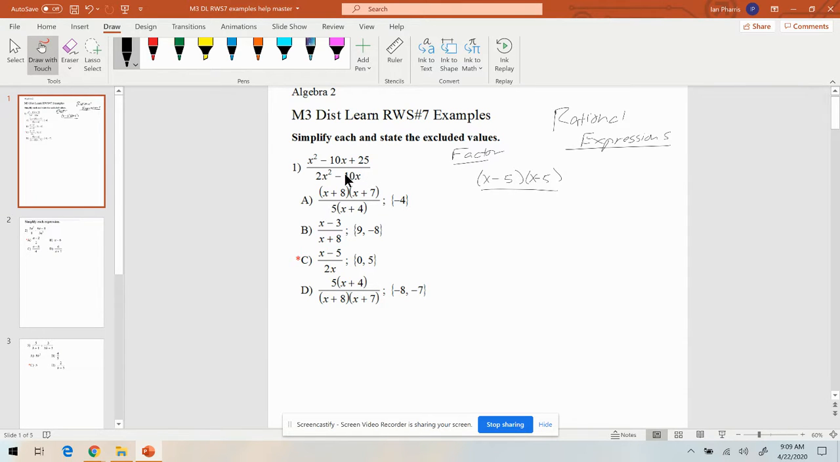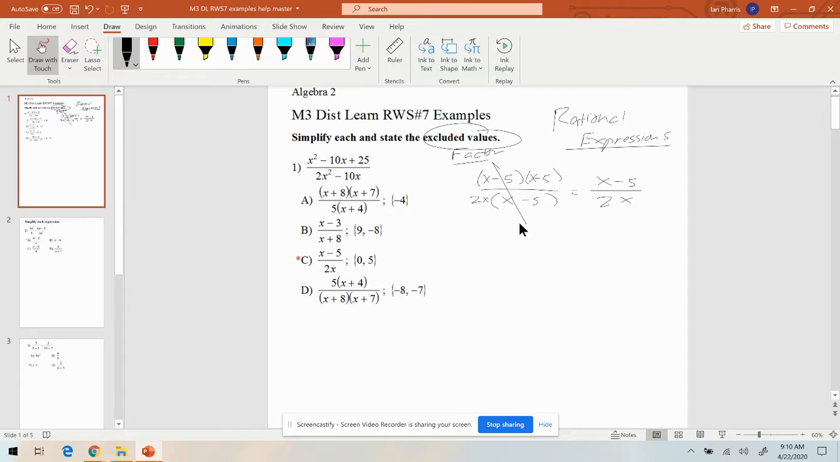And then what's the GCF of the bottom right here? The GCF is 2x. If I divide a 2x into each term, what's left over is an x minus 5. Aha! One of those will cancel, and I'm left with an x minus 5 over 2x.